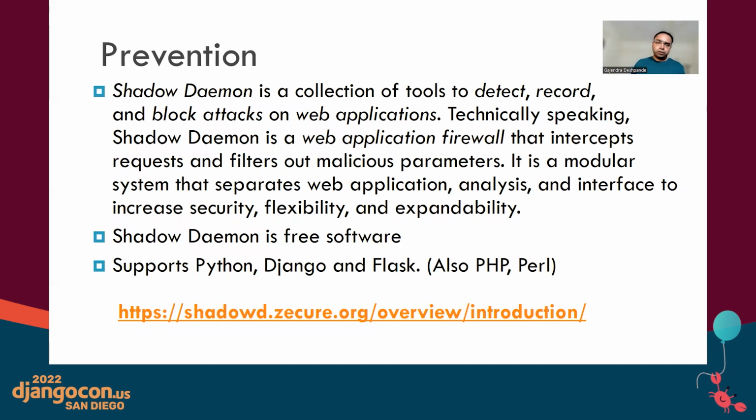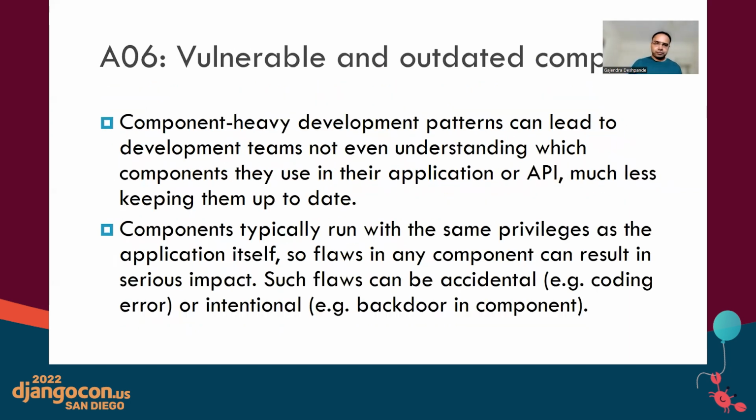Then you can also go for Shadow Daemon, which is a collection of tools to detect vulnerabilities. It's a web application firewall that intercepts requests and filters out malicious parameters. It's free software and it supports the Python, Django, and Flask frameworks. It can also be used with the PHP and Perl programming languages.